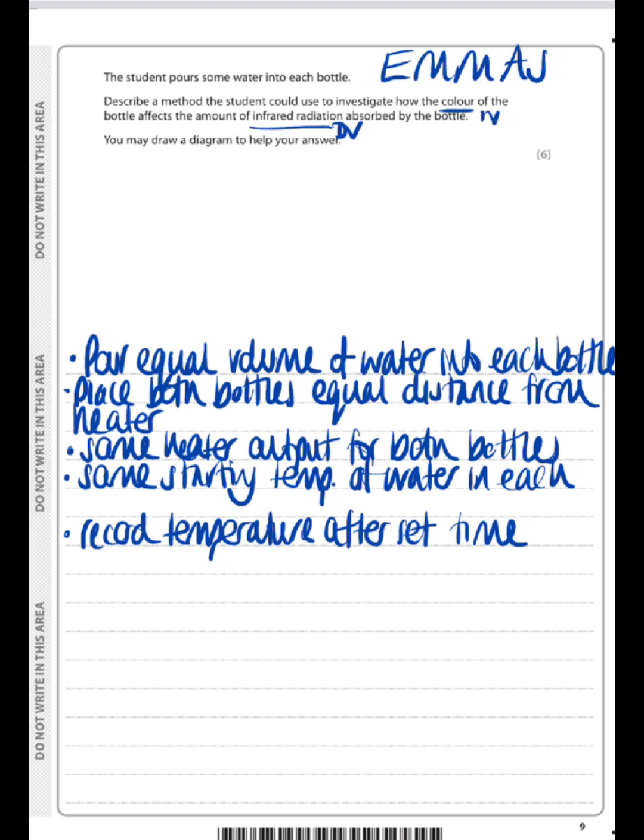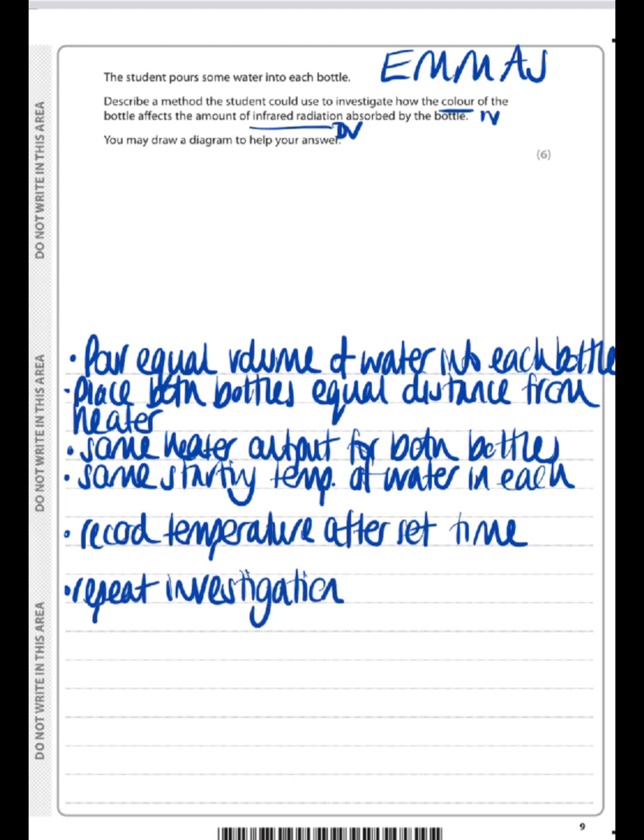Now you could give a time there, you could say 10 minutes, 5 minutes, doesn't really matter. But the idea is that we know that we're leaving it there for a certain amount of time to allow it to heat up. So that now takes care of our measurements and our methods. The last thing as part of the method, in order to make sure this is valid, we need to have a repeat of that investigation.